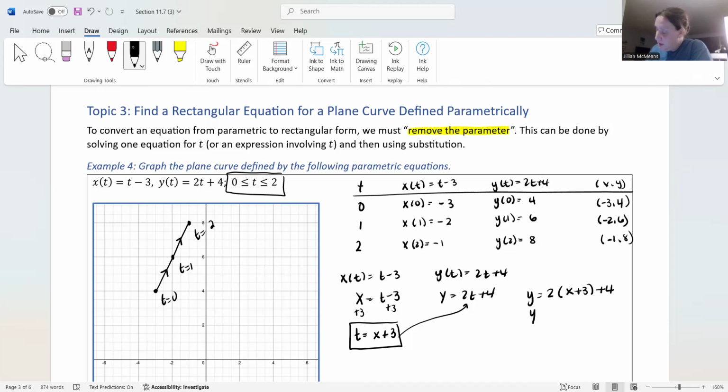So we're going to get y equals 2 times t, which is really x plus 3, plus 4. Okay, so let's see. We're going to distribute the 2. So I get 2 times x is 2x. 2 times 3 is 6. Don't forget your plus 4. So we get y equals 2x plus 10. And this is our rectangular form. We have removed the parameter. So this is rectangular. And more importantly, it's linear.